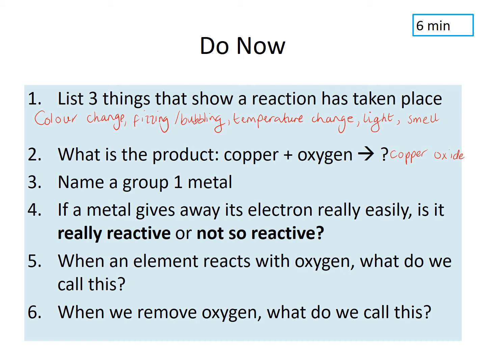Question number 3. Name a group 1 metal. There are a number of different things that you could have written for this one, and this is where your periodic table would have come in handy as well. So the first thing that you could have written is lithium. The next example you might have written is sodium, potassium, rubidium, caesium, and finally the last one, francium. Francium, whichever one it is, that's the last one you could have written.